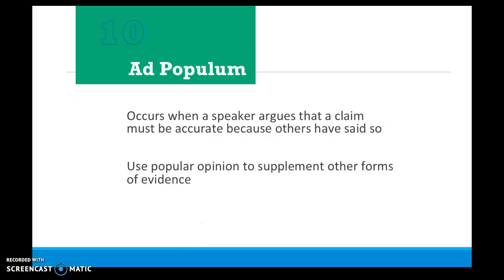Ad populum. This occurs when a speaker argues that a claim must be accurate because others have said so. Kind of like remember what you did in school. Use popular opinion to supplement other forms of evidence. Ad populum is Latin for to the people, which distracts the audience's attention from examining a claim by arguing the claim must be accurate since so many people believe it. Beware of everyone-is-doing-it claims.